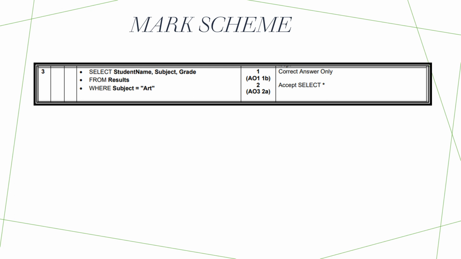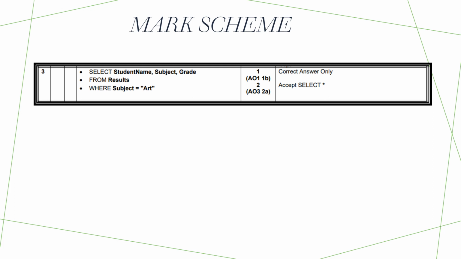Then underneath it says from results, that's the name of the table which was in the question. And then where subject equals art, that is the field that it tells you to actually look for. It wants you to get that particular subject. So that's the only thing that you're allowed to put in. You're allowed to put exactly as it looks on the 3 bullet points, or you can put select star and then the other 2 bullets should look the same.